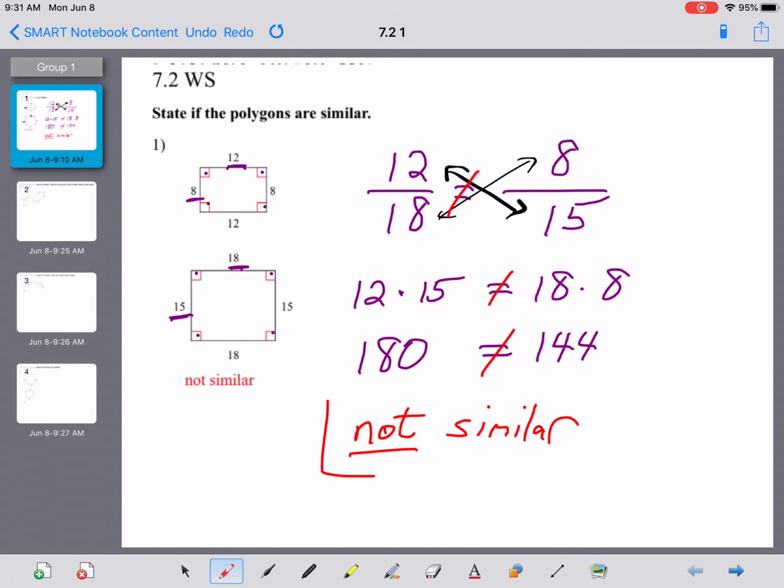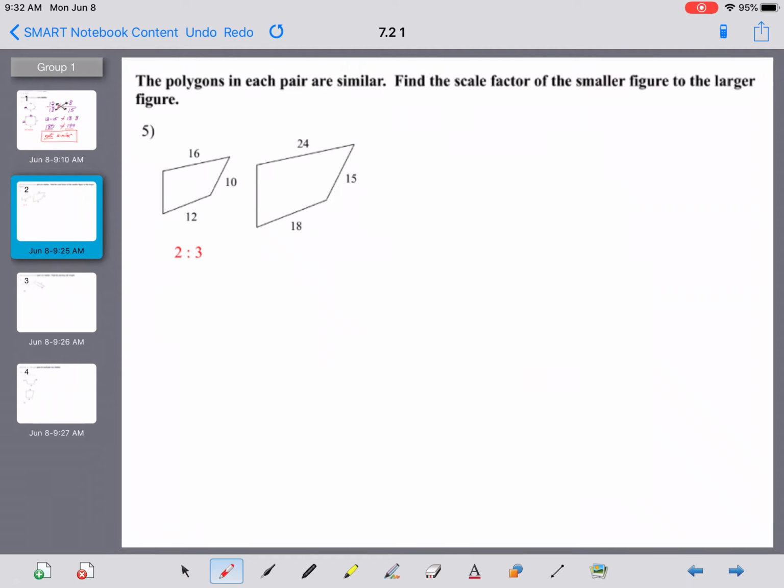Now, if we ended up with something, and you will on some other problems, where these 2 numbers ended up being the same, say it was 162 is equal to 162, then we would say yes, the figures were similar. So that's how we're going to do that first problem. Let's move on to number 5.